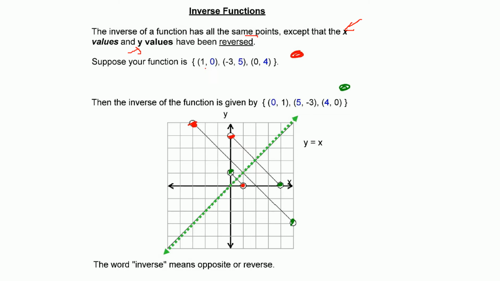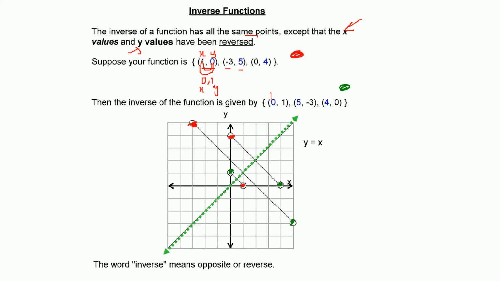The points are (1, 0), that is if x is 1, y is 0. If x is minus 3, y is 5. If x is 0, y is 4. So what would be the inverse of the function? We simply replace y by x and x by y. So now this will be (0, 1), x will be 0 and y will be 1, like this.